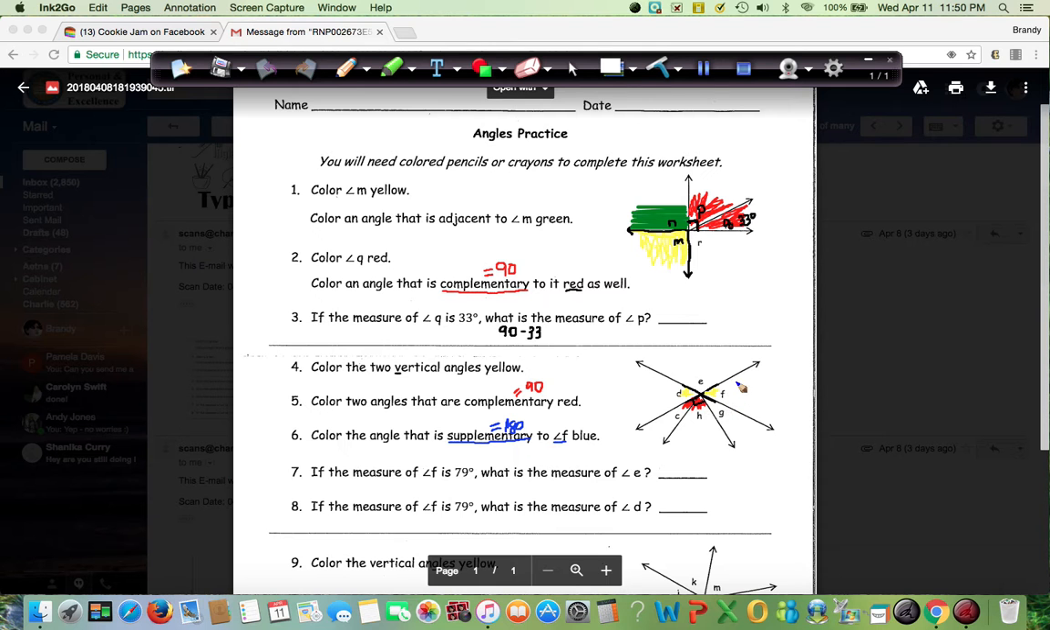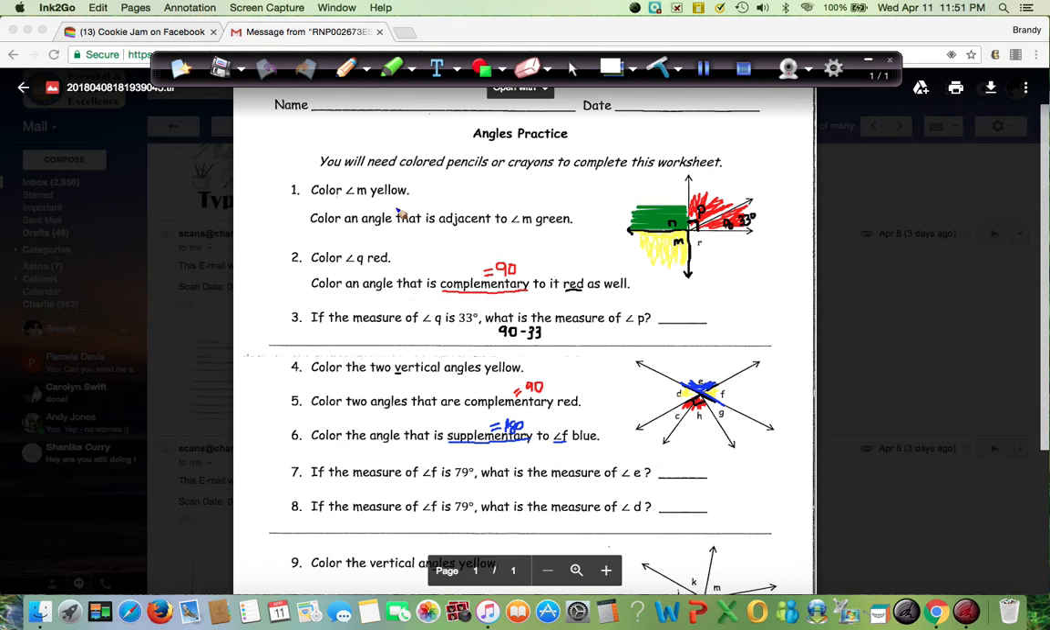So if this ray doesn't work, then I'm going to look at this line. This is the other side of F. So if I look at this line, look, what else touches it? Angle E. So this is going to be what's supplementary to F. It creates this straight line right here. And then we have some math.